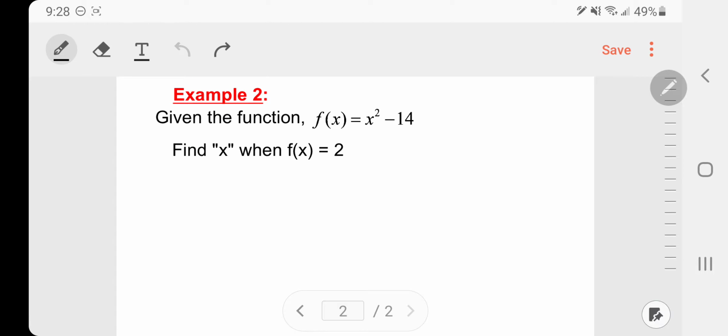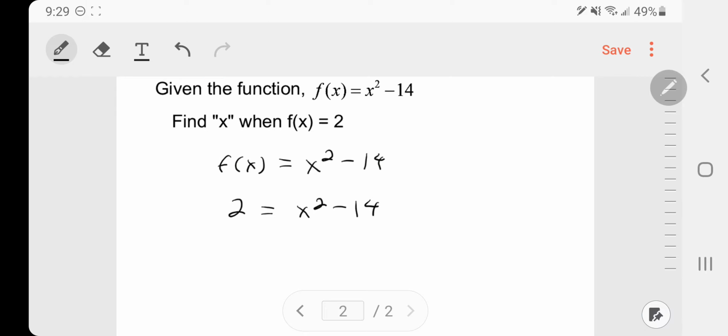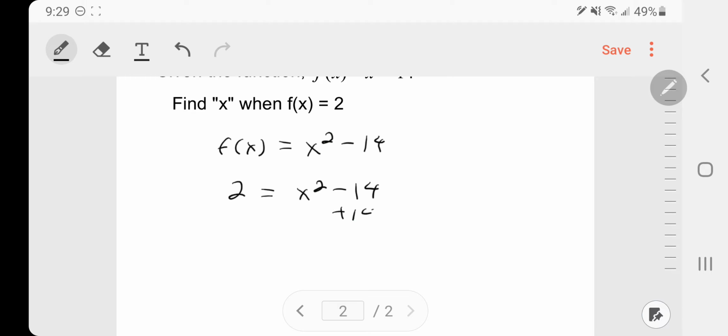All right, so again, given the function f of x equals x squared minus 14, find x when f of x equals 2. So same idea, I'm just going to recopy the function, f of x equals x squared minus 14. And I'm replacing my f of x with my function value of 2. All right, solve this equation. I'm going to add 14 on both sides. I get x squared equals 16 when I do 2 plus 14.